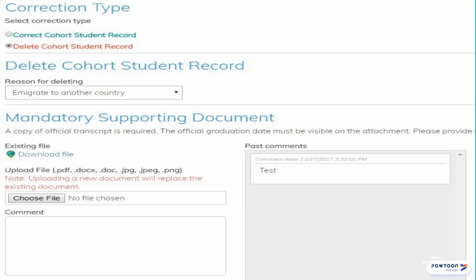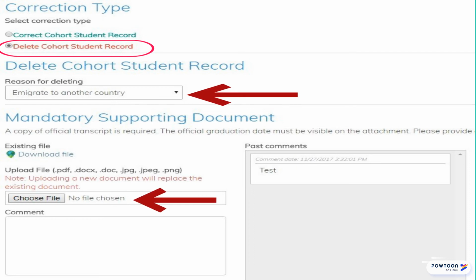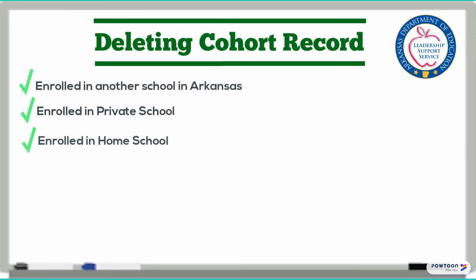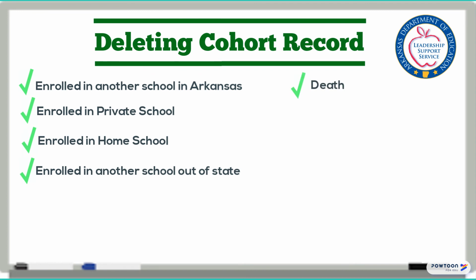To delete a student record, follow the same steps as correcting a student record, but select the Delete Cohort Student Record option. When deleting a student record, you must select the reason and upload documentation. There are 8 reasonings to choose from regarding deleting a student from the cohort.